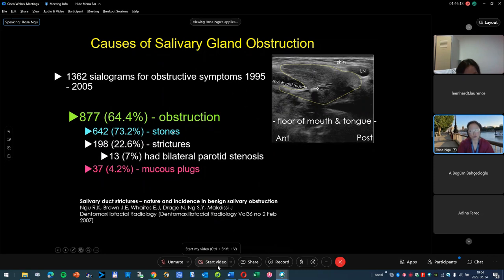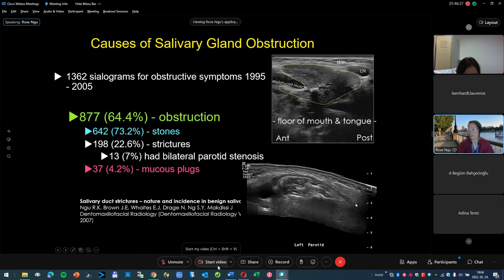Stones in the salivary glands are very similar to the stones you find in the kidney. The majority are caused by patients being dehydrated and not drinking sufficient fluid. You can also have obstruction due to strictures, which means narrowing of the ductal system, and also sometimes you have mucus plugs in there.